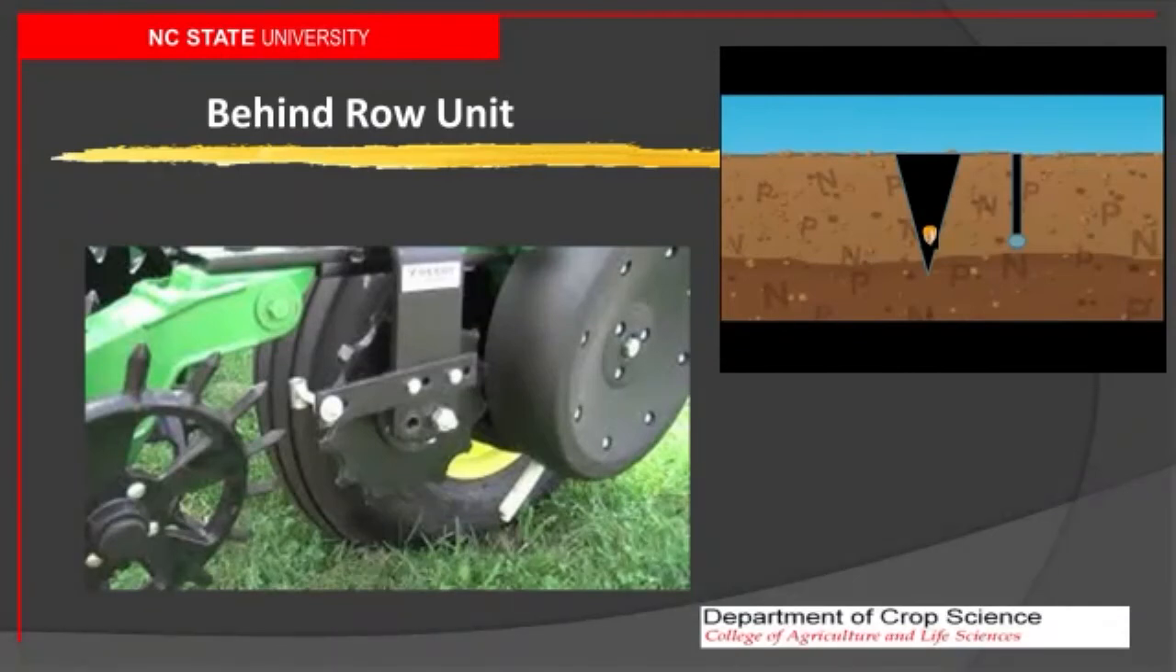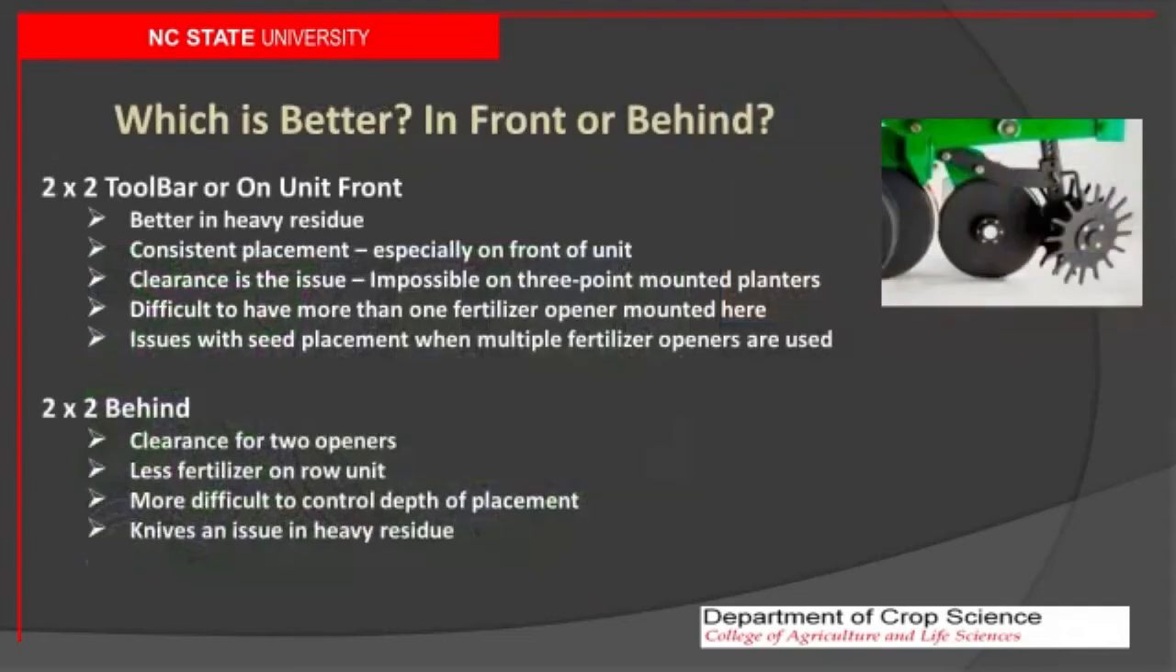The disadvantage I've seen in this system is a lot of times you'll get some fertilizer on the surface and it'll pick up on your closing wheels in that configuration. So there are some behind-the-row units. Those are the technologies that you're looking at in using a 2x2 placement band.